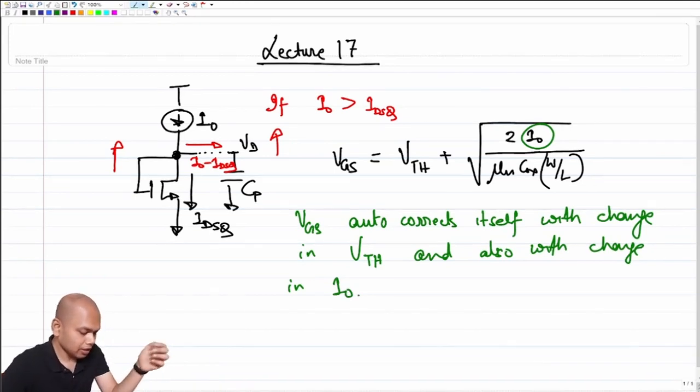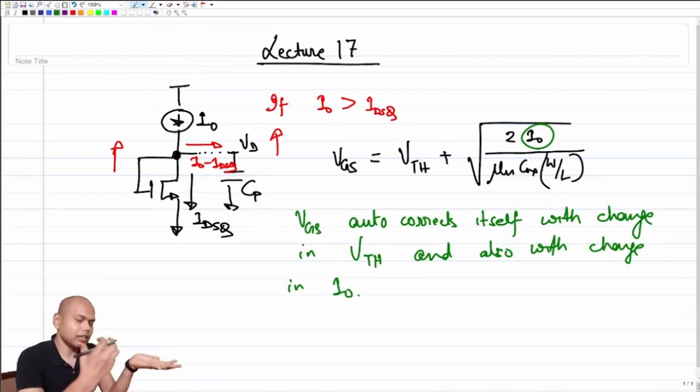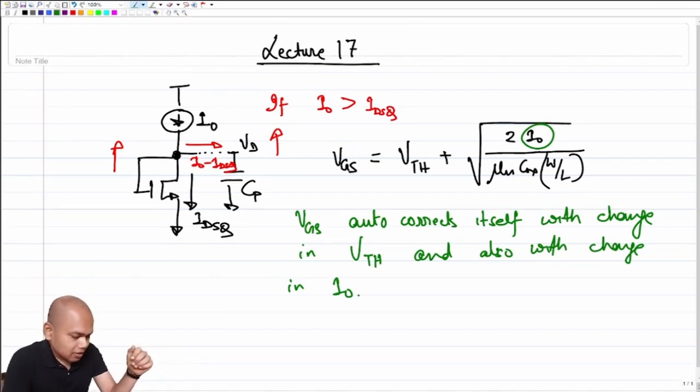Why do I say that VGS autocorrects with change in I naught? Naturally, the same argument can be given with respect to I naught. Let's say for some reason I naught has increased. What will happen? If I naught has increased and let's assume IDSQ has not, then naturally the drain voltage will start to increase. And because the drain and the gate are connected together, the gate voltage will also increase, thereby increasing IDSQ. So this is equivalent to saying VGS auto corrects, or auto adjusts, or auto biases itself if you connect your transistor in this configuration.